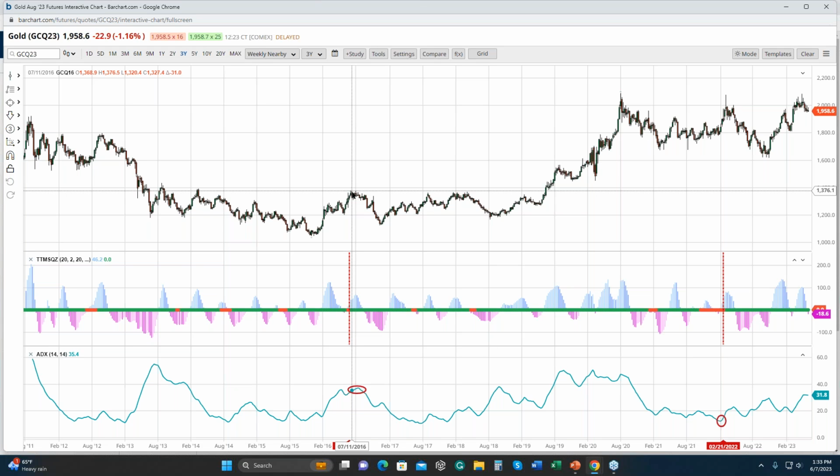So one of the things Carter does use when looking at weekly squeezes is this ADX formula, and he only likes to look for those really good setups where we get a low ADX with our potential squeeze analysis.